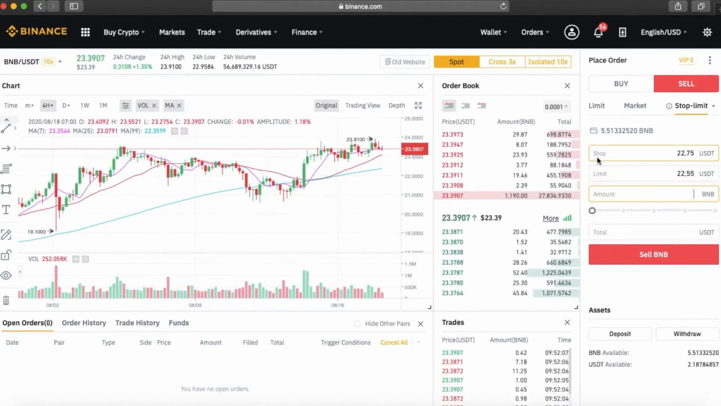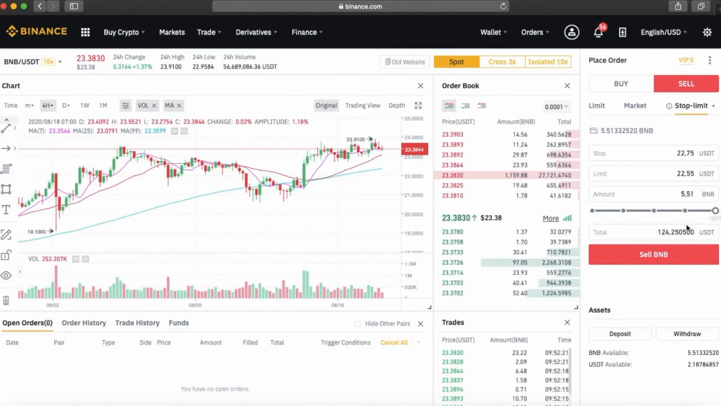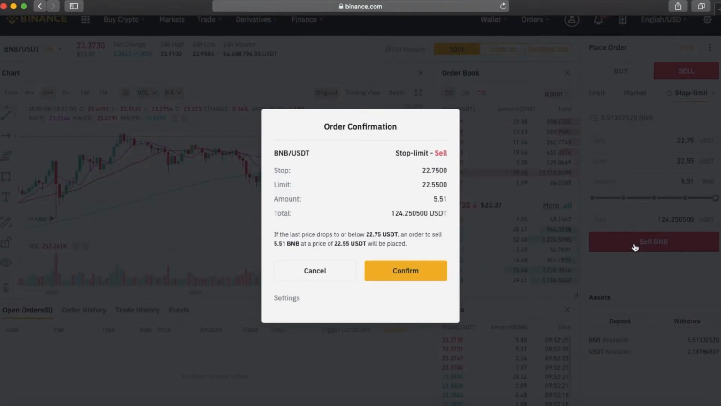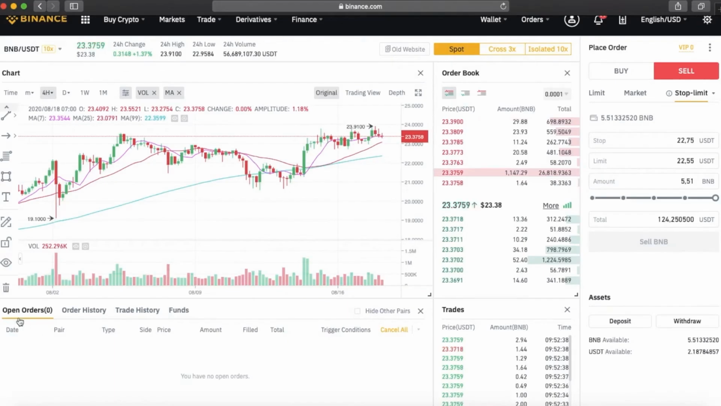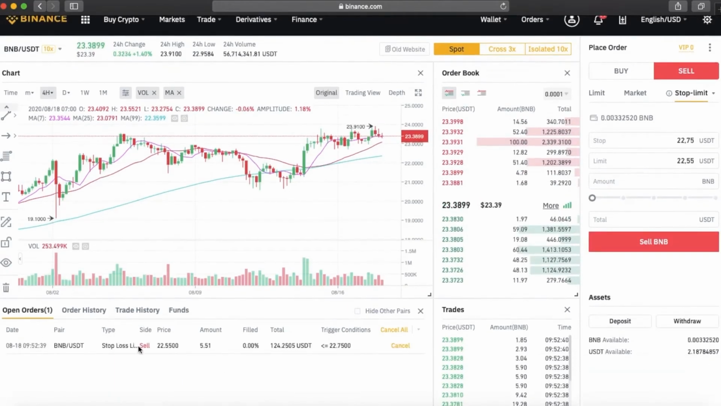Here, the limit I mentioned is a trigger he refers to, meaning when it reaches 22.75, friends, he places an order at 22.55 to sell. What he means by amount is how many BNBs I have. I have 5 BNB, which is worth $125. When he says sell from here, now let's place an order. Here he is asking if you want to place this stop order for BNB. I confirm. And if it's an open order, the order will come now, friends. As you can see, I placed a stop loss sell order. When it reaches 22.75, it will sell my BNBs at 22.55.